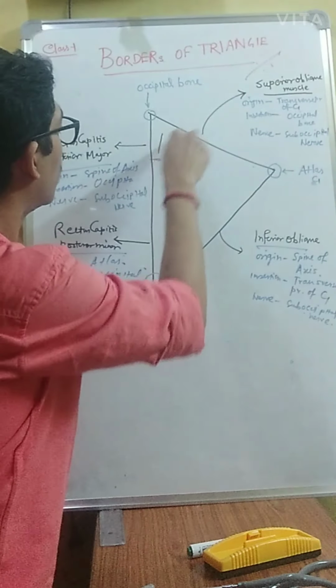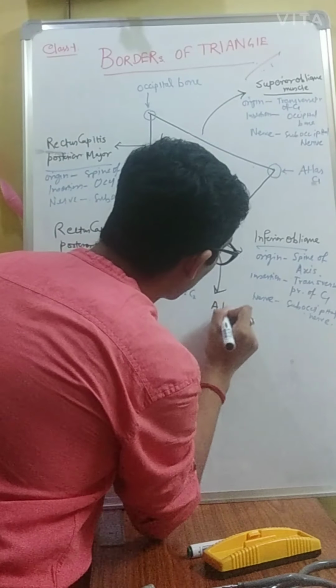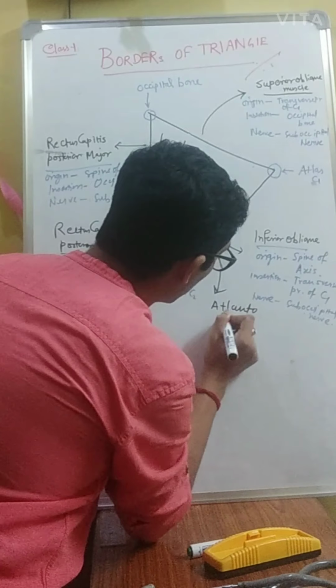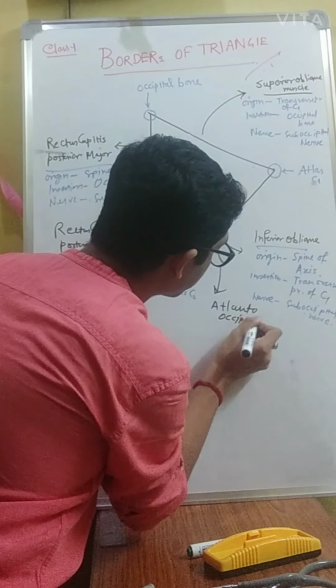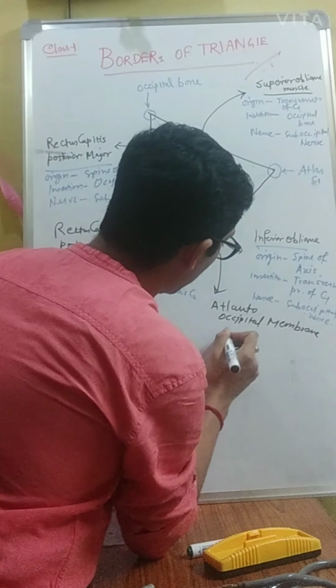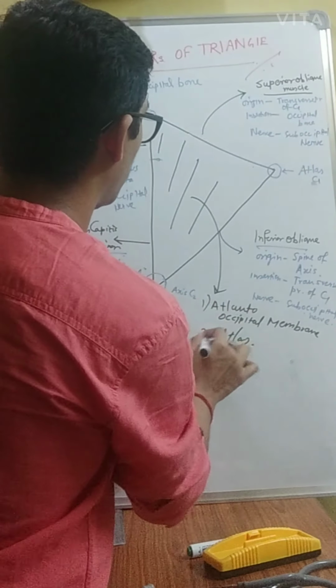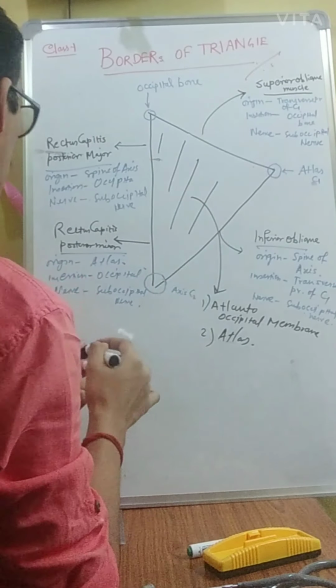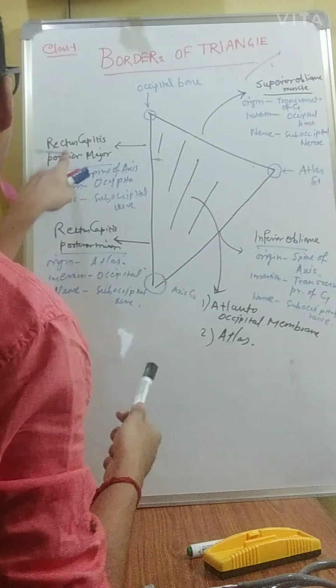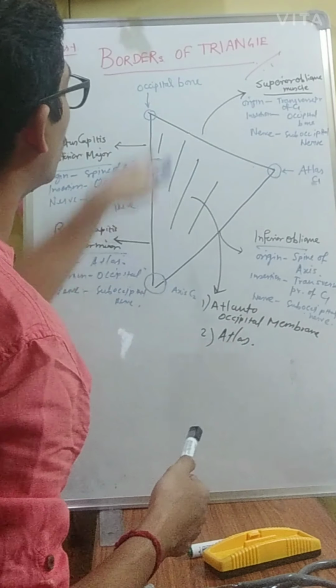Now, how is the floor formed? The floor is formed by the atlanto-occipital membrane and the posterior aspect of the atlas. These two form your floor. The rectus muscles and the oblique muscles form your boundary.